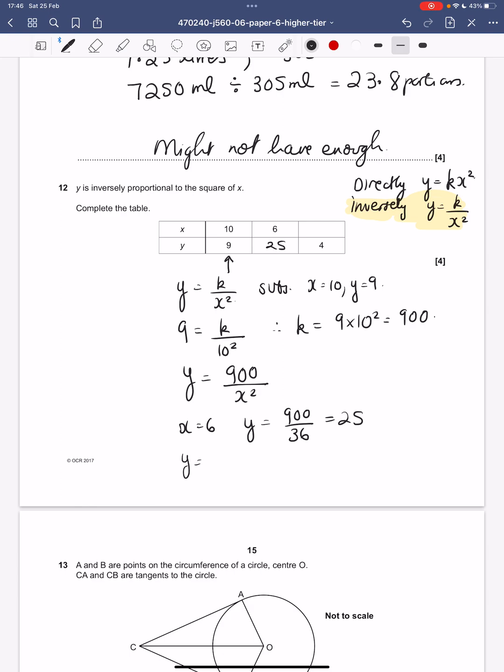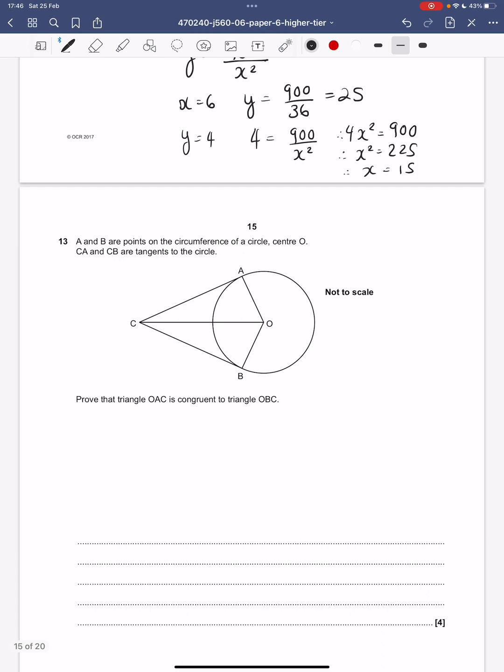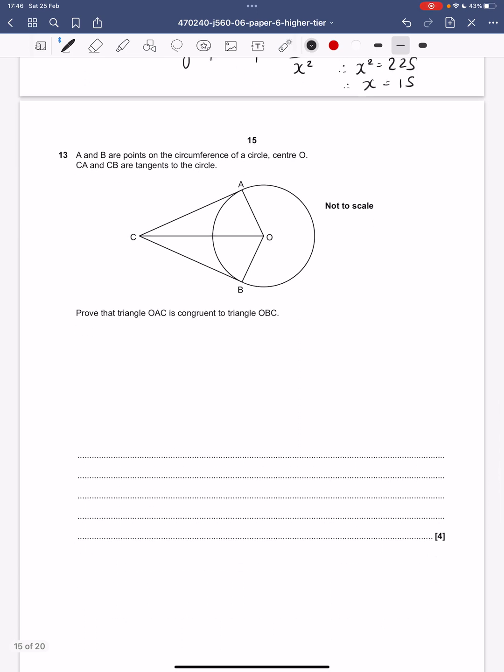And if y is 4, so 4 is 900 divided by x squared. So therefore 4 x squared is 900. So x squared is going to be 225. So therefore x is 15. Okay, next one.